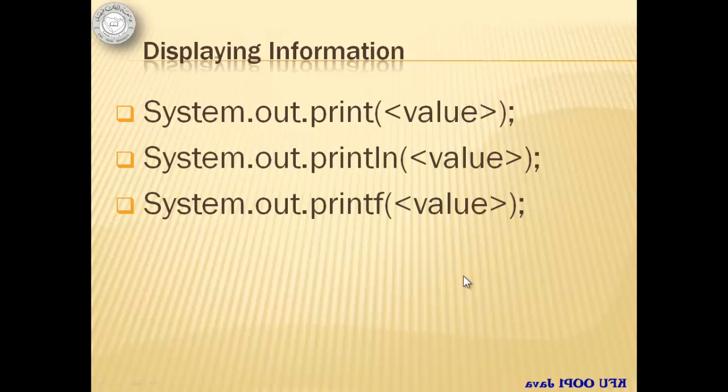There are different ways of displaying information. Three of them are this: System.out.print, System.out.println, and System.out.printf. All values must be enclosed by parentheses, and all statements must be terminated by a semicolon. One thing you should remember is that Java is case-sensitive.